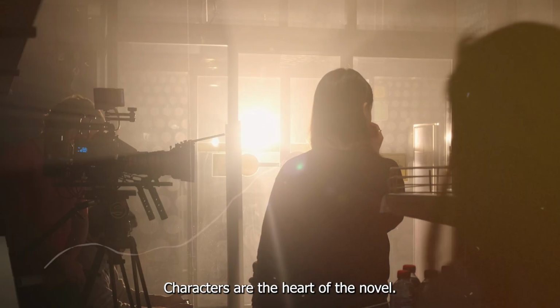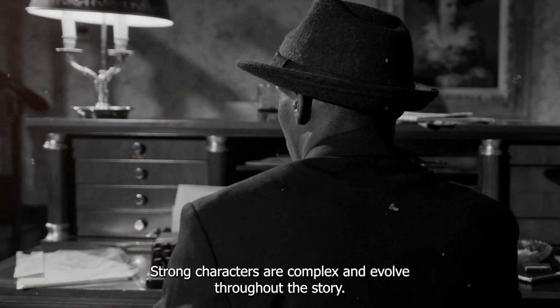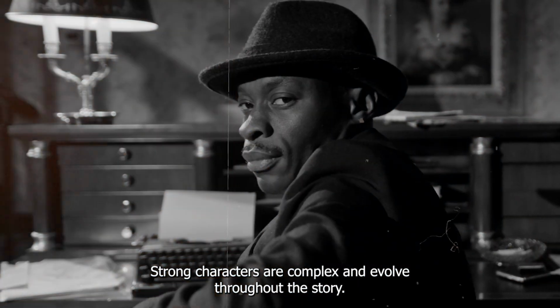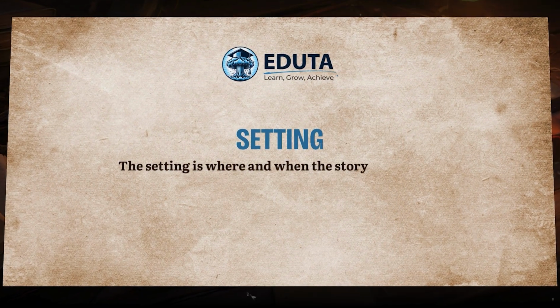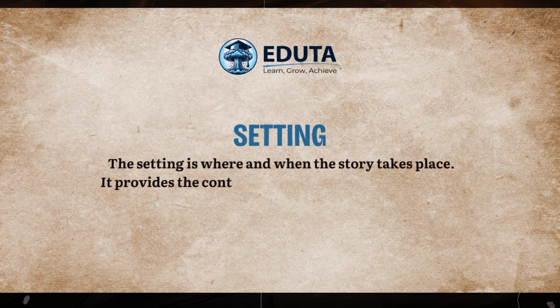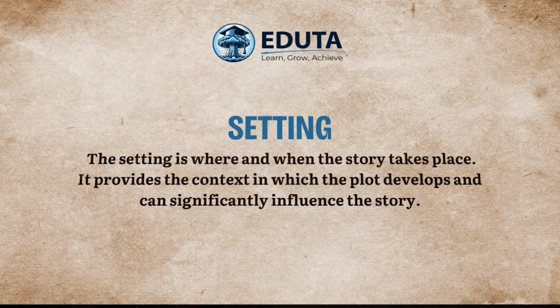Characters. Characters are the heart of the novel. They can be protagonists, antagonists, or supporting characters. Strong characters are complex and evolve throughout the story. Setting. The setting is where and when the story takes place. It provides the context in which the plot develops and can significantly influence the story.